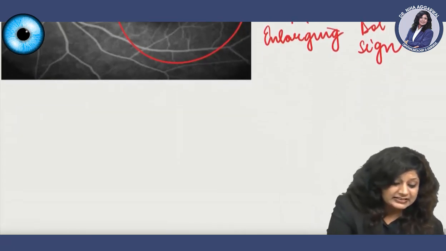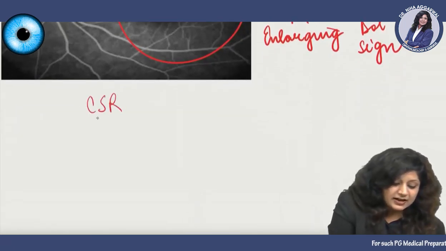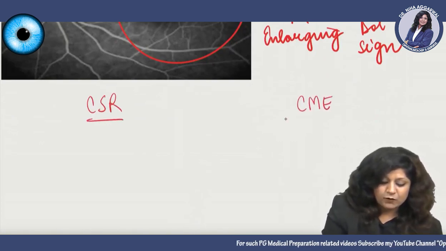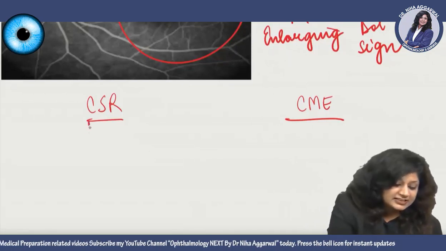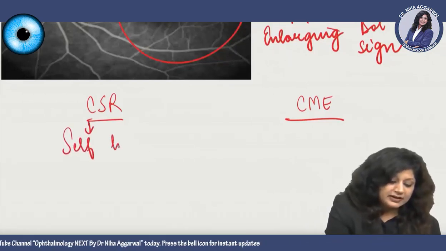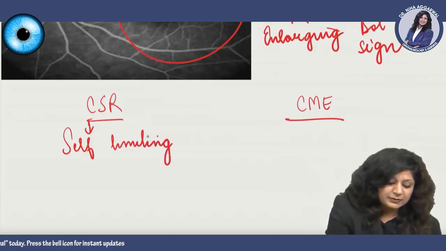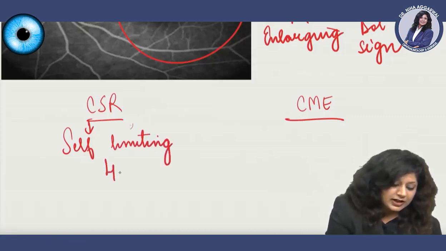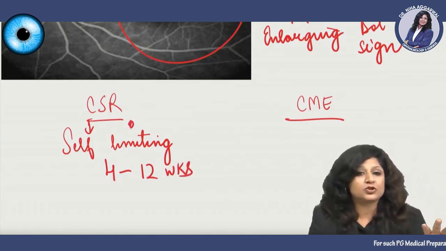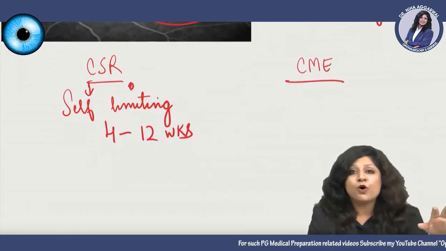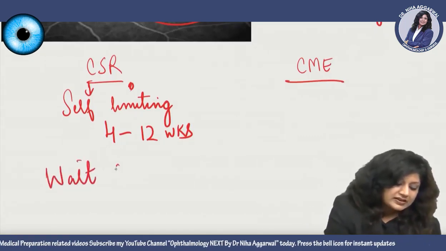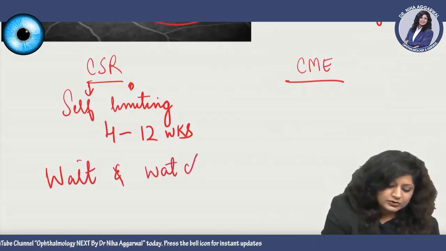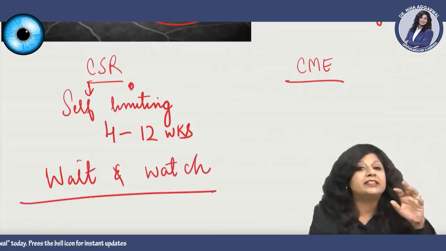Now quickly let us see the treatment of CSR and CME. What is the treatment of CSR and what is the treatment of CME? Now CSR is a self-limiting condition. Resolution occurs in about 4 to 12 weeks. Therefore, wait and watch is the most important thing that we are doing in these patients.